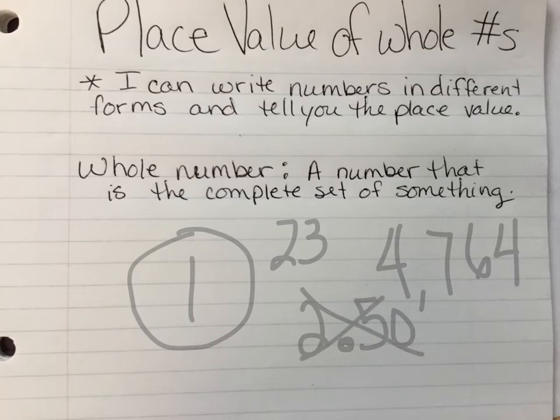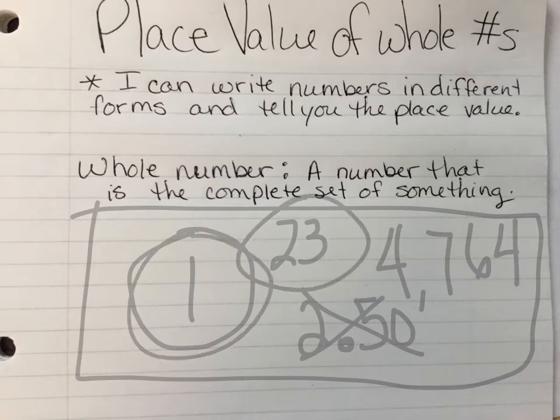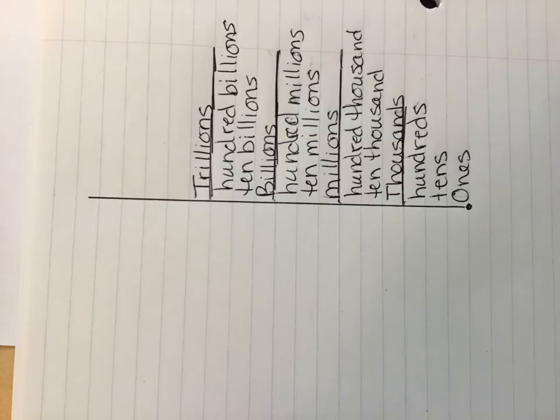Just because I don't write something in my notebook doesn't mean you don't write it down. So everything that I just wrote in this area, make sure that you have in your notebook. That's why there's an open space there, so that you can put this information in there. So a whole number is any number that does not have a decimal. It is complete. We have 23 items. We have one full pizza. We have 4,764. These are all whole numbers. I know for sure this is going to take you time to be able to copy down. So go ahead and pause the video.